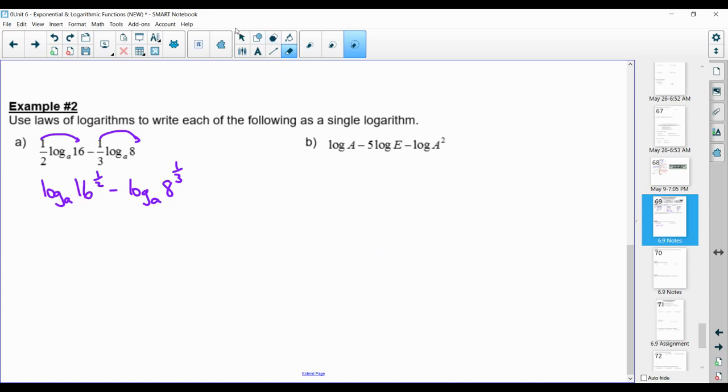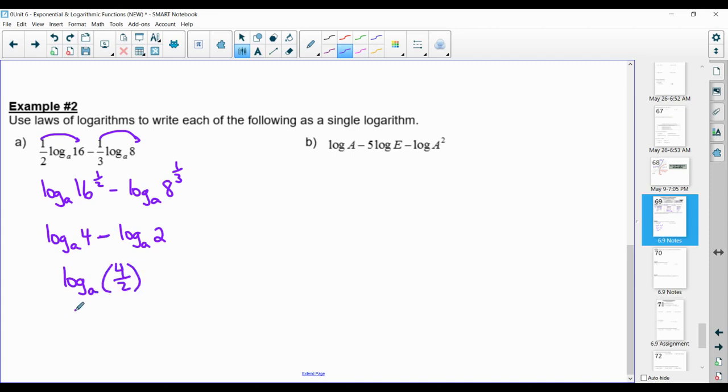So we have log base a of 16 to the 1/2. 16 to the 1/2 is the same as square root of 16, so that becomes log base a of 4, minus log base a of 8 to the 1/3, which is the same as the cube root of 8, which is 2. Now we have single logarithms written. We've got a subtraction in between, so we can use our quotient rule. So log base a of 4 over 2 will give me log base a of 2.